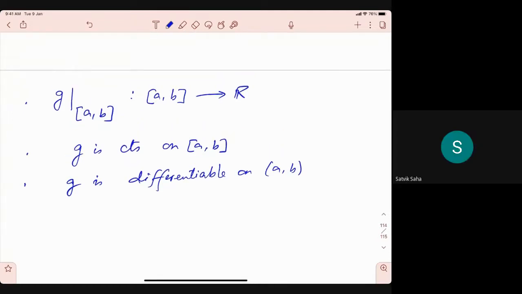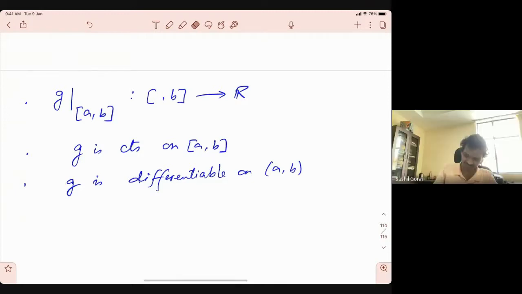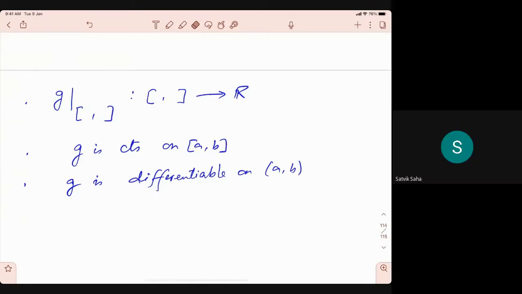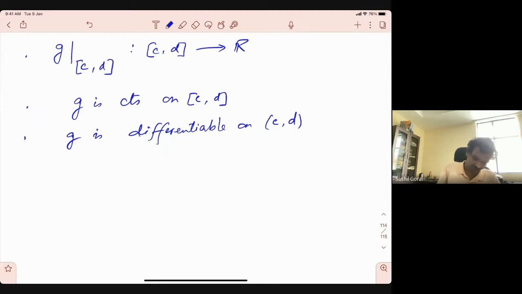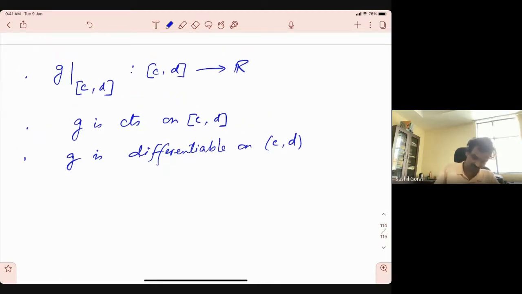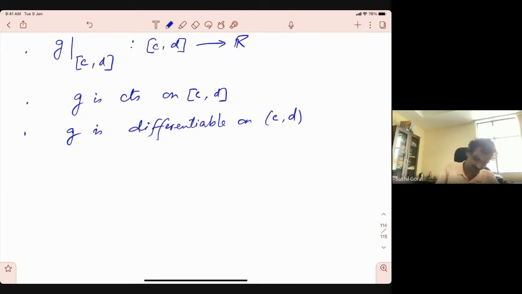Here, the mean value theorem, right? Gm minus Gb is some G prime. So A is already taken, so let's call it C and D, or C and T. Now G is differentiable on CD, so we can apply the mean value theorem.